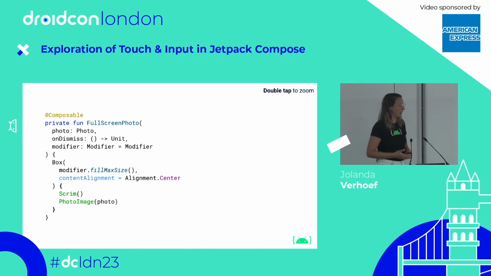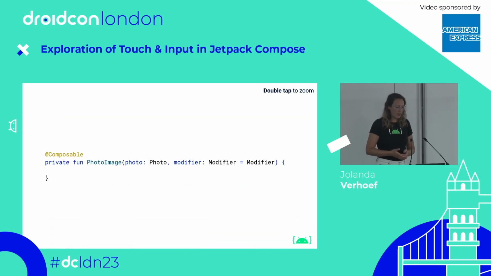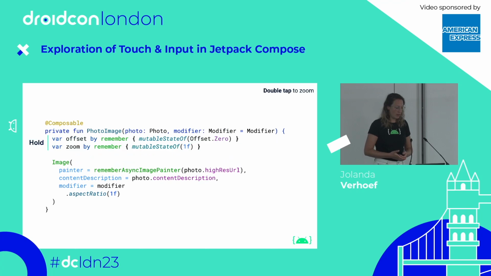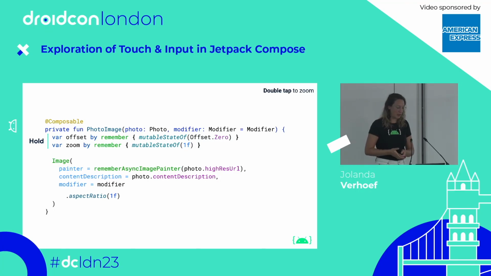So we want to zoom its content, right? So let's look at the photo image. It contains an image that we initialize with the URL of the photo. Then we pass it the photo's content description, and we set its aspect ratio to make sure that it is actually square. Let's add some variables to hold our state. We'll keep track of the offset and the zoom level. The offset is used so that we can zoom in on this specific part of the image, so that when you double tap in the right hand corner, it actually zooms in on the right hand part of the image.